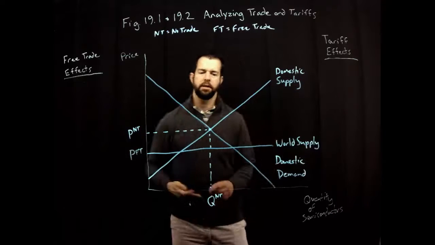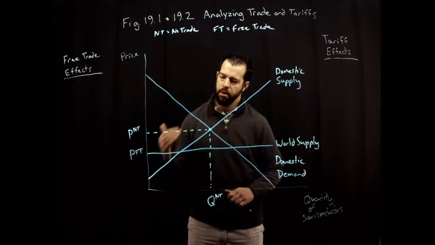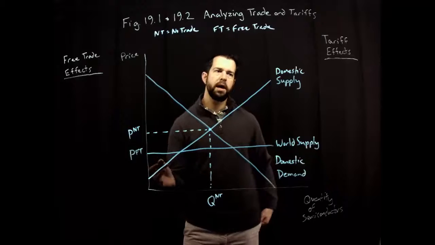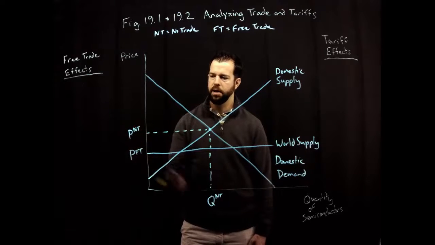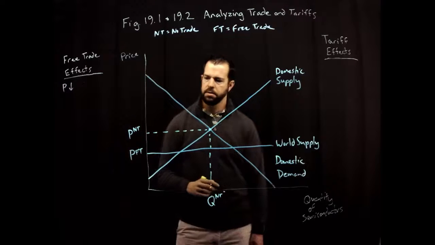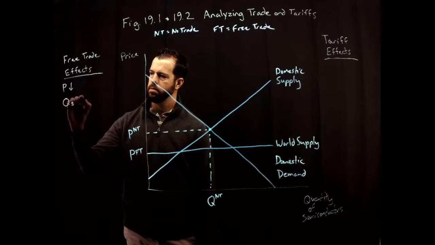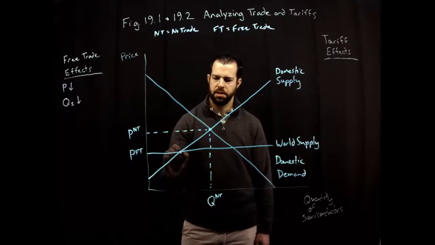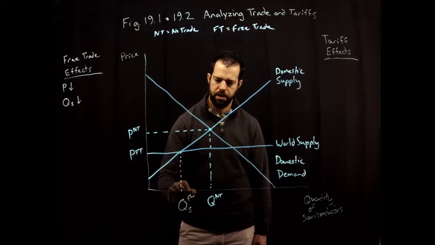Now, this is where we add a little bit of complexity, because prior to trade, the quantity supplied equaled the quantity demanded domestically. However, now that the price is below what the domestic equilibrium price would be, the suppliers are not going to be willing and able to supply as much as before because of this foreign competition. And so the first effect you're going to see is the price is going to fall, and the quantity supplied domestically is going to fall. This is the new quantity supplied under free trade.